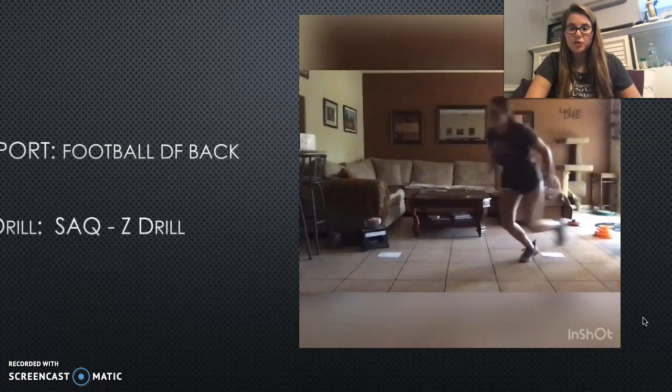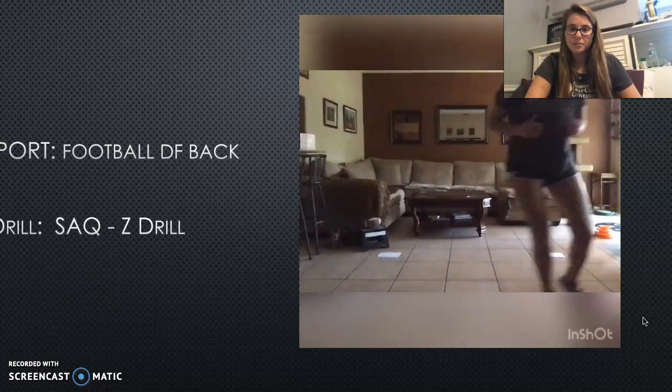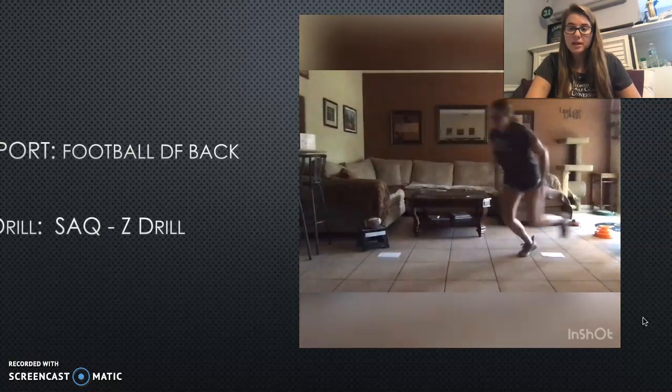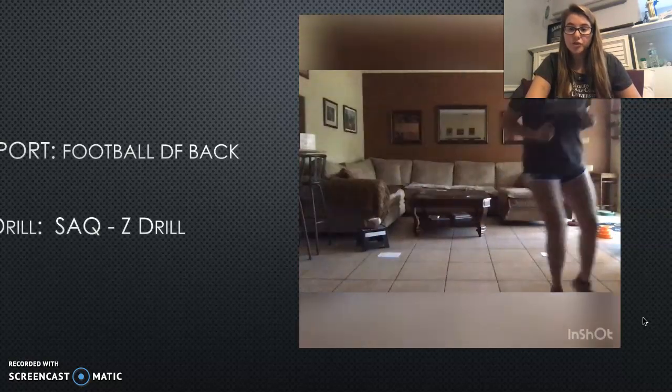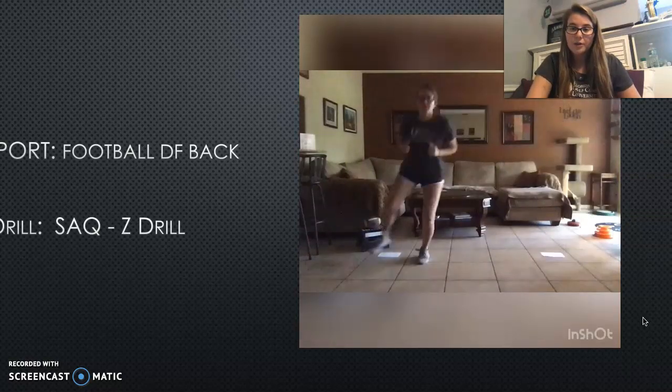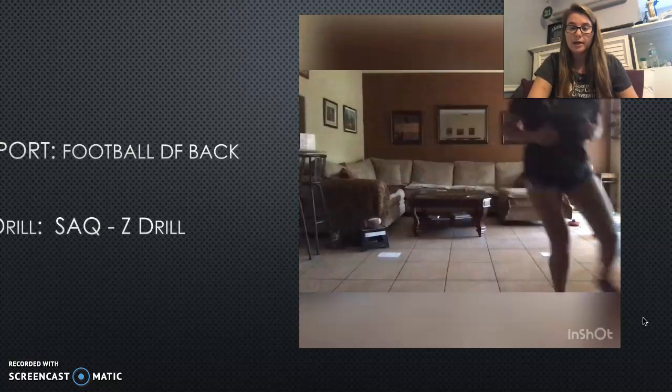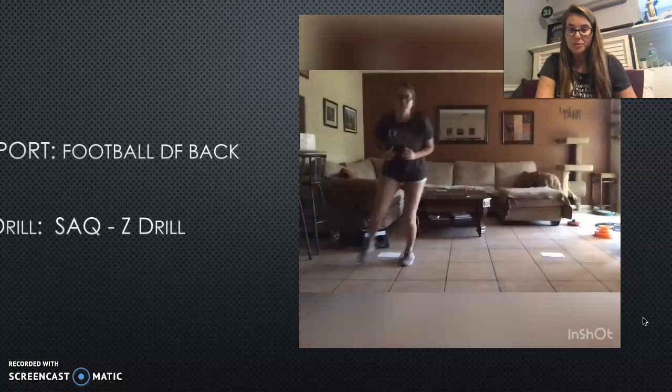So the SAQ drill that I picked for this would be the Z drill. It is because it does lateral movements. It does a sprint and a changing direction, so that would help with the defensive back going to tackle and not knowing where the offensive players are going to be.